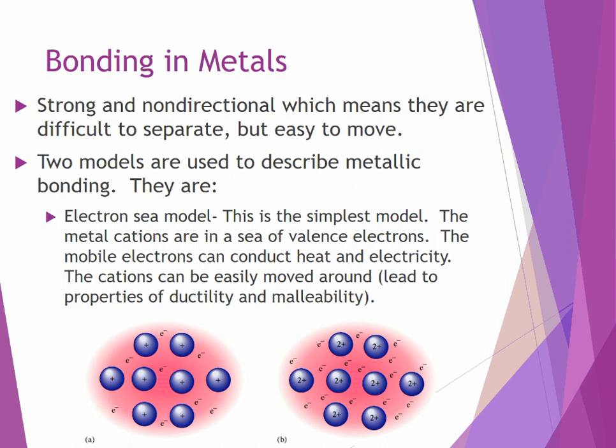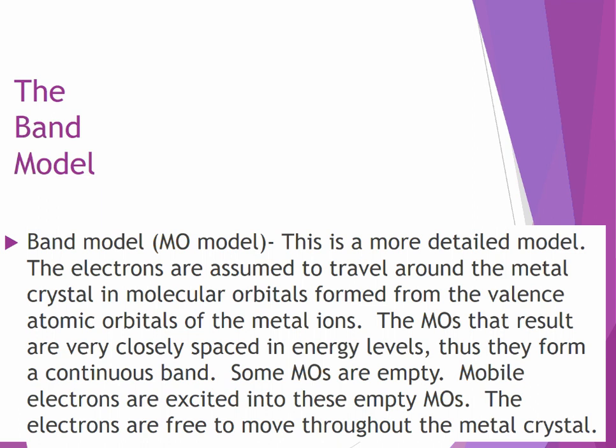It's a good model. But a more advanced and more appropriate model is called the band model. We've already introduced this idea when discussing conduction earlier. Electrons are assumed to travel around a metal crystal in molecular orbitals formed by valence atomic orbitals of the metal ions. Molecular orbitals, as a result, are very closely spaced in energy levels. This is unique to metals. Thus, they are a continuous band. Some molecular orbitals are empty. Mobile electrons are excited into these empty molecular orbitals, and the electrons are then free to move throughout the metal crystal.